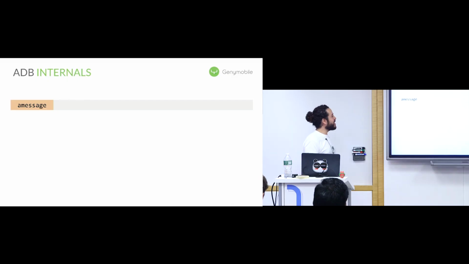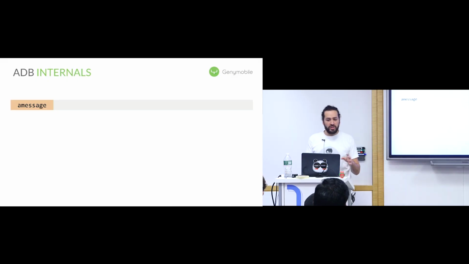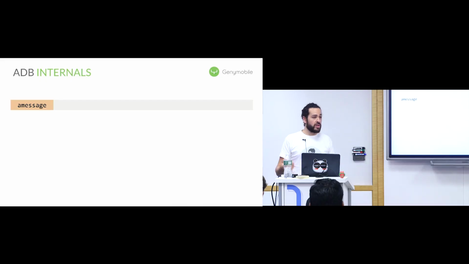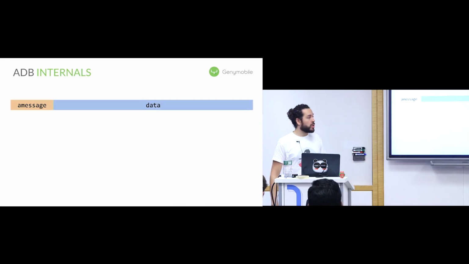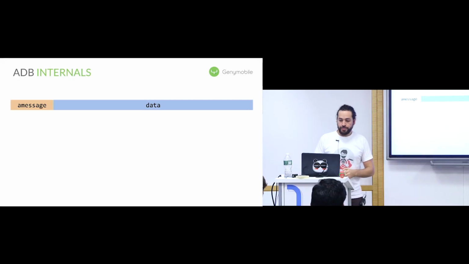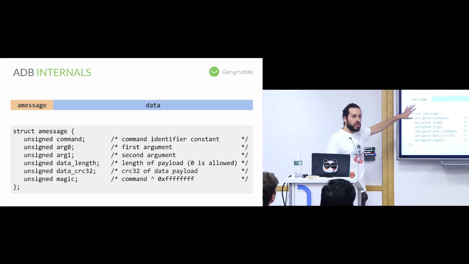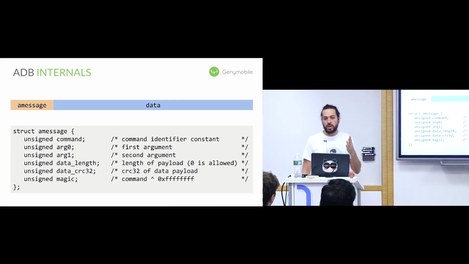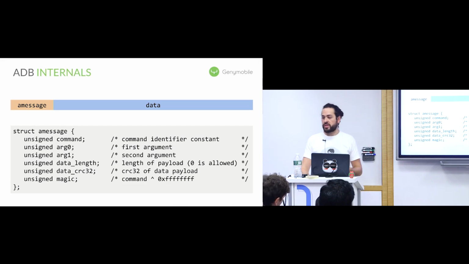First, at the beginning, you have a header. The type of this header is an A message, a structure we will see after. And the rest of the message is the real data, the additional data that the message wants to transmit. If you take a look at the structure amessage, we will see four parameters, four pieces of information that are useful for us to understand how it works.